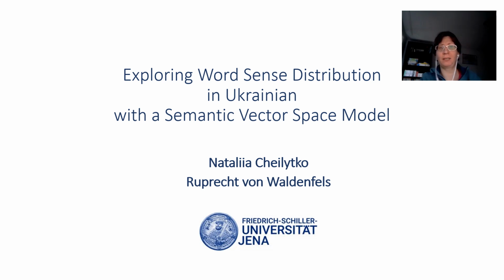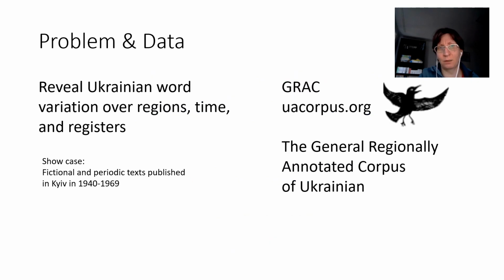Hello, my name is Nataliia Cheilytko, and I'm going to talk today about a semantic vector space model to explore distribution of word senses in Ukrainian. This project is being done on the General Regional Annotated Corpus of Ukrainian, which makes it possible to explore how words and word senses vary and change over time and across different regions of this large country.